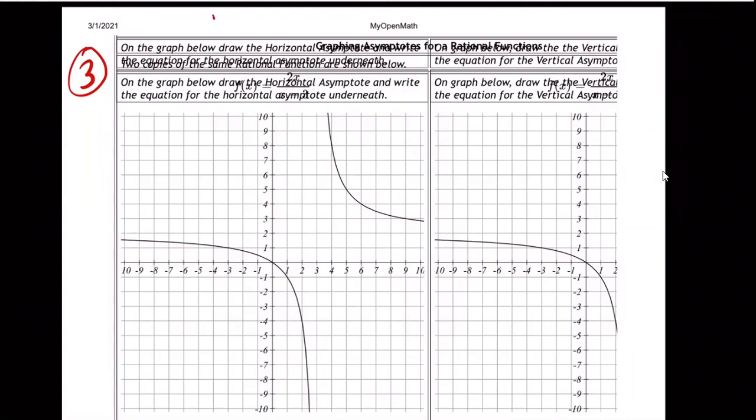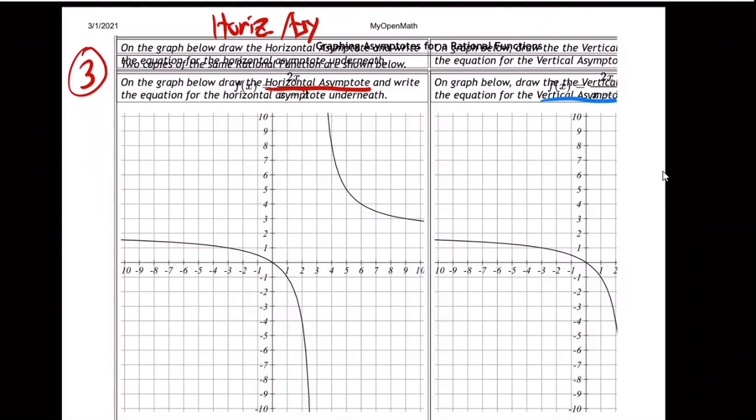They want you to put the horizontal asymptote on the graph and then the vertical. So in the first part, they want the horizontal. You can see that much of it. Then over here on the second part, they're going to want us to put the vertical asymptote. So okay, how do you do that? Well, you can see right on the graph.